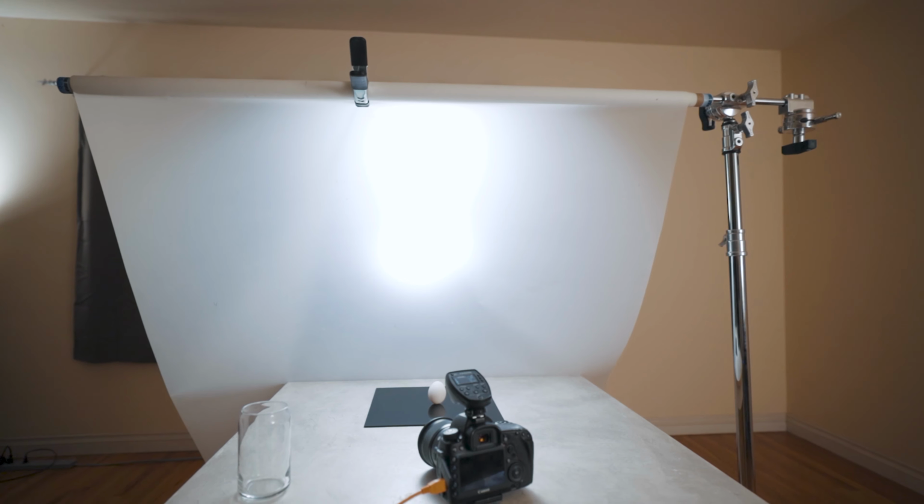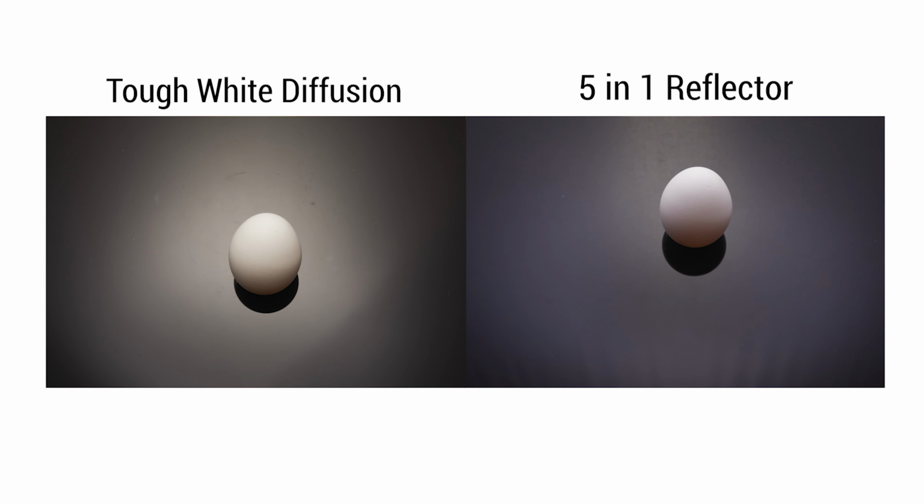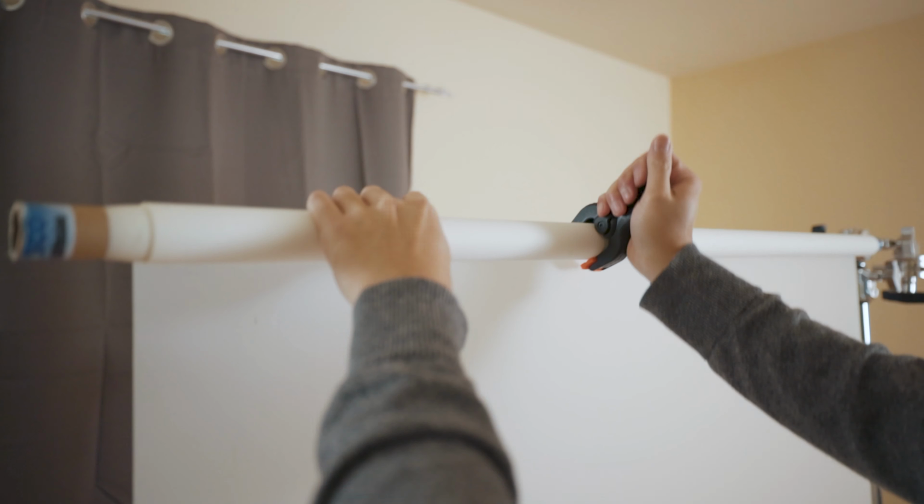Comparing the 5-in-1 and the tough white diffusion in particular, I think we can answer our earlier question as to why the two respective materials gave different looks on the egg itself. The gradient of light from tough white diffusion is much more pleasing than the reflection from the 5-in-1 reflector. So even just from this, we can see that the kind of diffusion material that you use does make a difference in how the light will fall onto your subject.